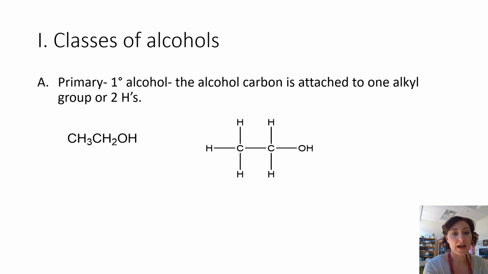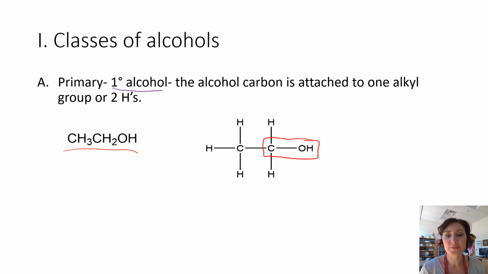So in a primary alcohol, the alcohol carbon is attached to one alkyl group or two hydrogens. I don't think it's really easy to see this, especially at first when you're learning how to do this in a condensed structural formula. So you might convert this to a full structural formula or complete. I like to take the hydroxyl group and the carbon it's attached to, and I like to put a box around it. And so this reminds me that I'm looking at this carbon to make a determination of whether it's a primary, secondary, or tertiary alcohol.